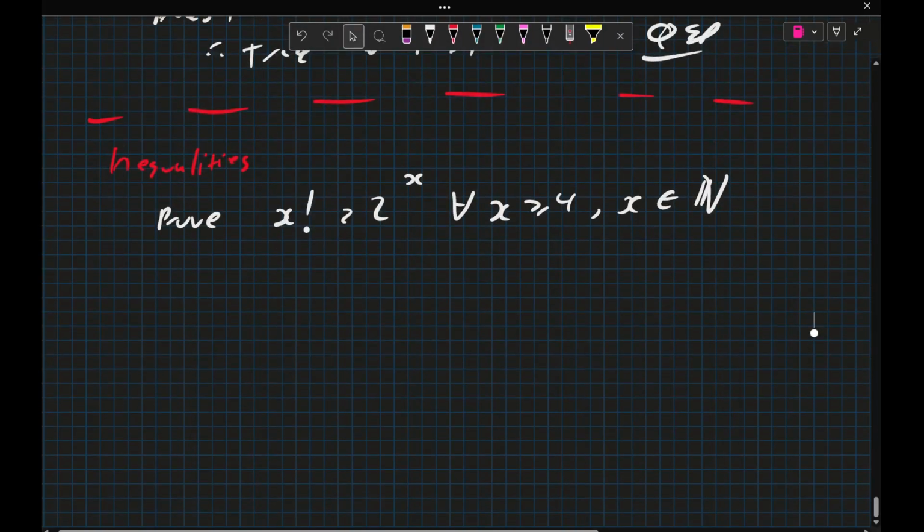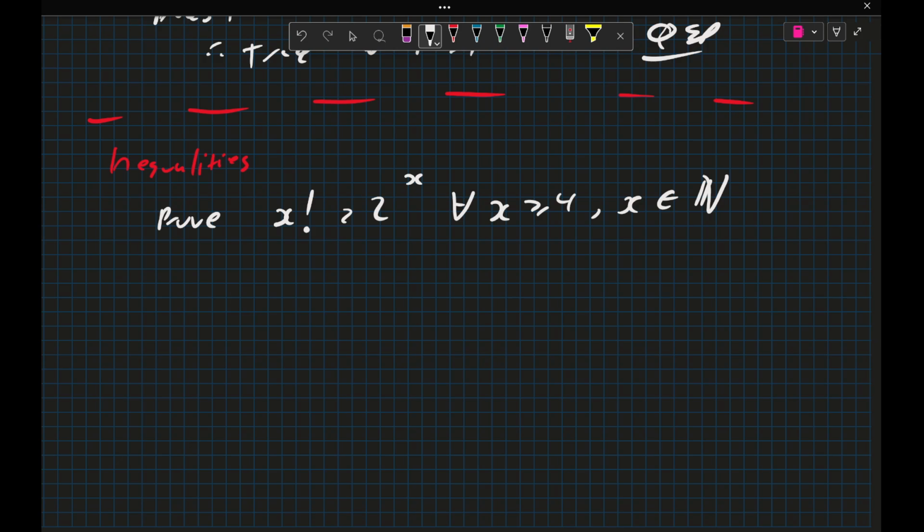So this is the final type of proof by induction we're going to be covering, and it's inequalities. The way this works is slightly different, and I'm going to go through this one pretty carefully because inequalities tend to be the wonky one, I feel. So we're told to prove that x factorial is greater than or equal to 2 to the power of x for all x greater than or equal to 4.